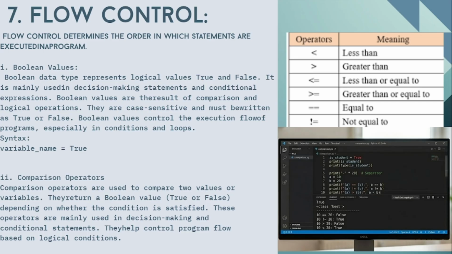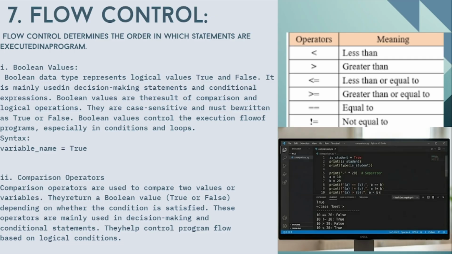Next, we have flow control. Flow control determines the order in which statements are executed in a program. What is flow control? It tells the order in which a program is executed. As you know, a program is executed from top to bottom. Next, Boolean values. Boolean data types represent logical values, true or false.